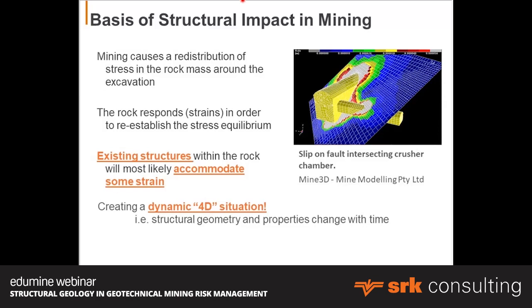Here we've got an example with the mine excavation and a tunnel intersecting, and you can see how the stress has accumulated a lot, or strain, sorry, this is a model of strain, how strain has actually manifested along the fault surface.